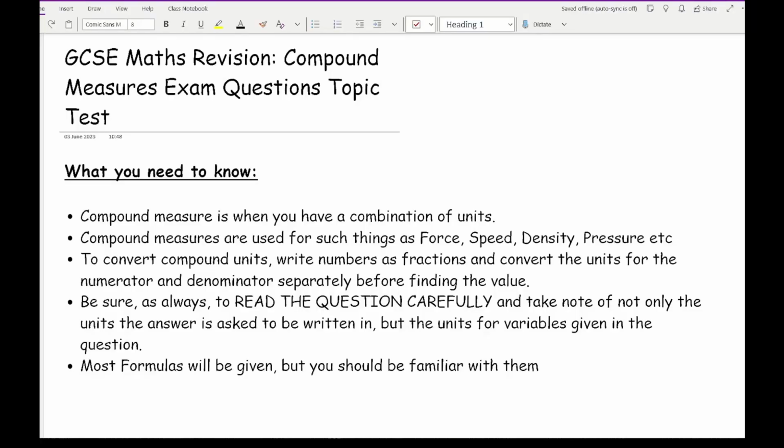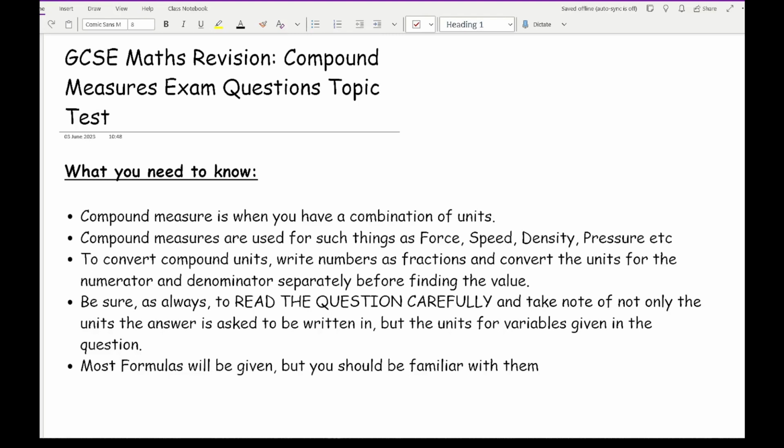Now before we get started working through some past exam questions related to compound units, let's just have a quick overview of what it is you need to revise and know. Compound measures is when you have a combination of units. Compound measures are often used for such things as force, speed, density and pressure, which are all calculated using a formula that uses a combination of different variables, i.e. length, weight, mass, volume, area, etc.